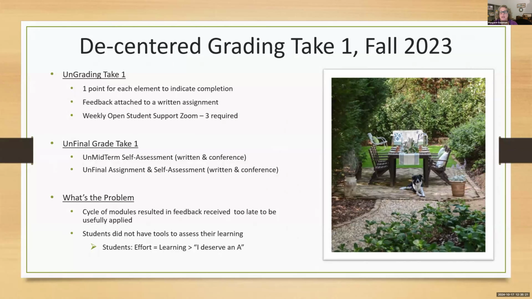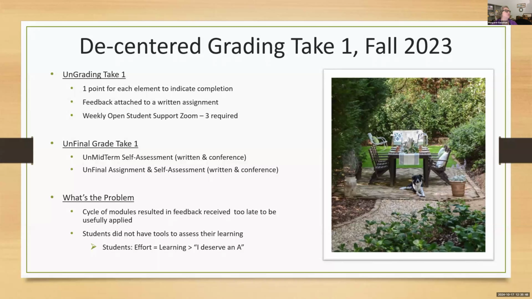So here's what we did. Having reached this point and getting inspired, we decided to decenter our grading and try to take on some practices of ungrading. Now, there's no one perfect or right or wrong way to do ungrading. So this is what we did. This is what we adapted. It took a couple of tries. So this is take 1, fall semester of 2023, just a year ago.